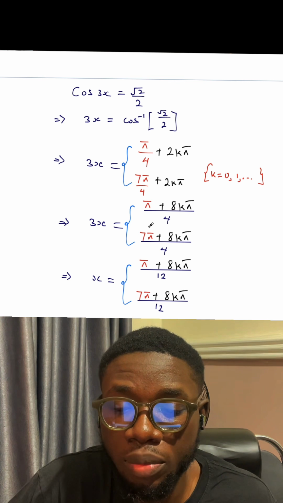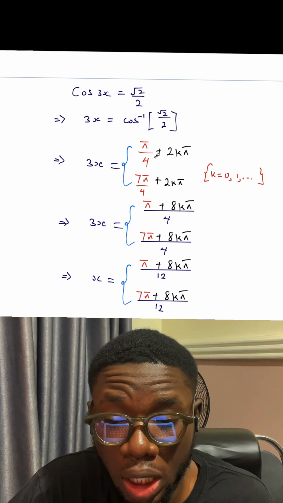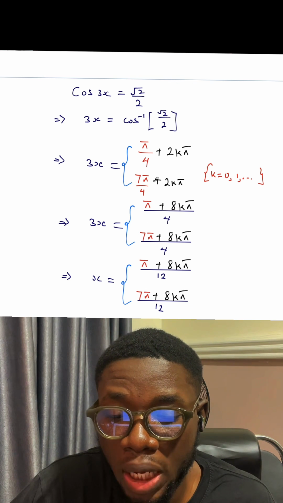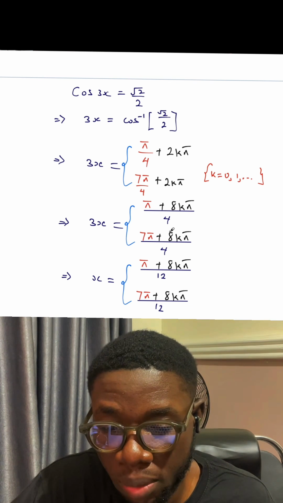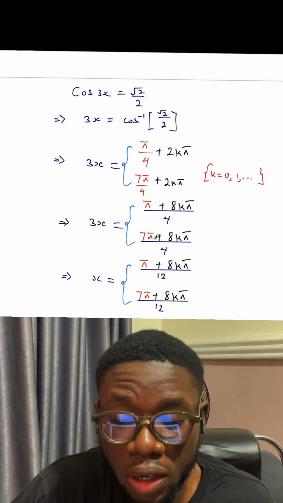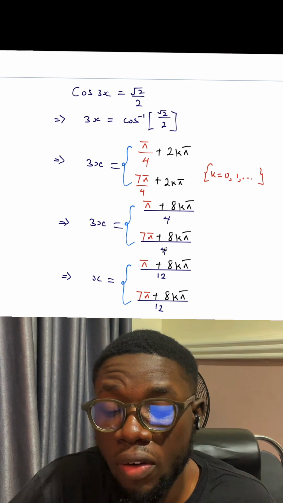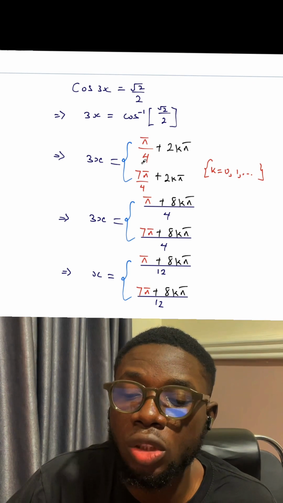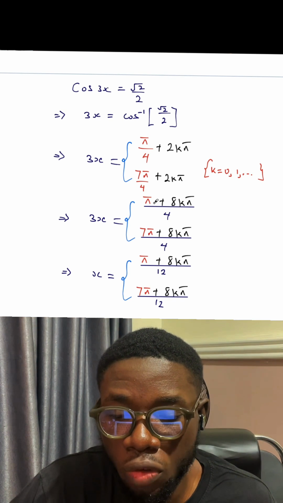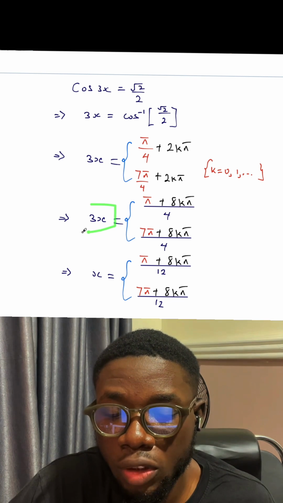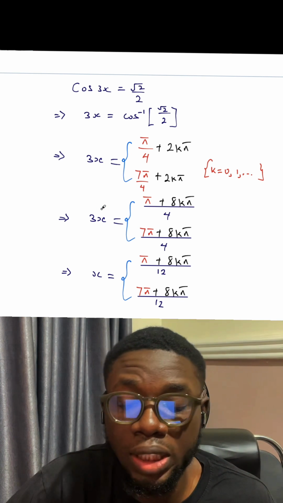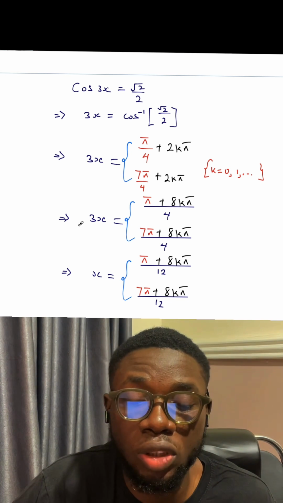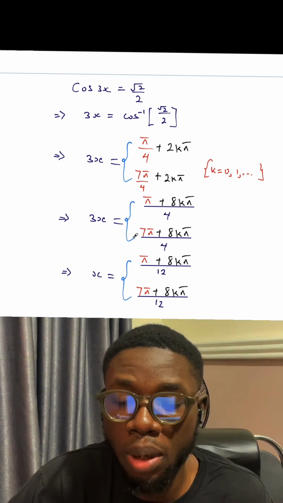Now we want to make it a single fraction, so just find the LCM. That will be pi plus 8k pi, everything divided by 4. For the second one as well, we have 7 pi plus 8k pi, everything divided by 4. When we are done with that, what we are actually solving for is x, but so far, I've solved for 3x. So it's time to get rid of the 3 and let x be isolated. To do that, I'll have to divide both sides of the equations by 3.